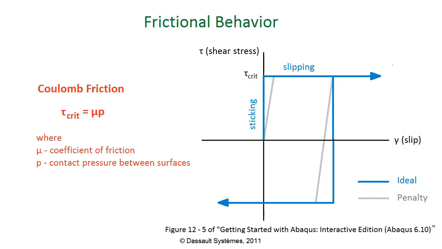Ideal friction behavior requires two surfaces sticking together to remain that way until the shear stress exceeds the critical shear stress, and when that happens, they suddenly start slipping. However, this ideal behavior is difficult to simulate, and Abaqus provides a few other options. It is usually advisable to use a penalty friction formulation. This formulation allows a small elastic slip even when the two surfaces should be sticking. Abaqus will automatically choose the penalty stiffness such that this allowable elastic slip is a very small fraction of the characteristic element length.